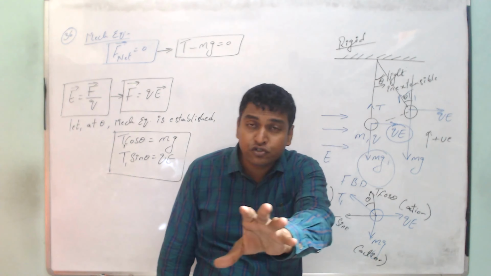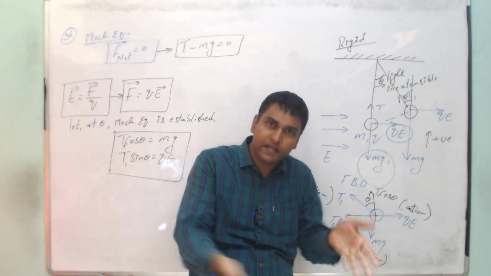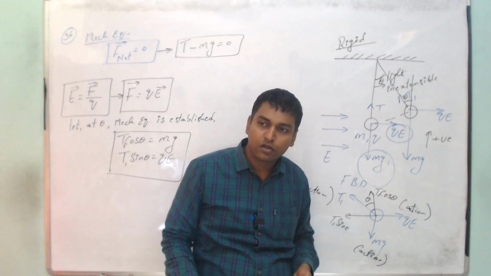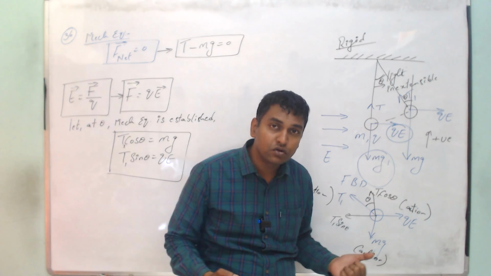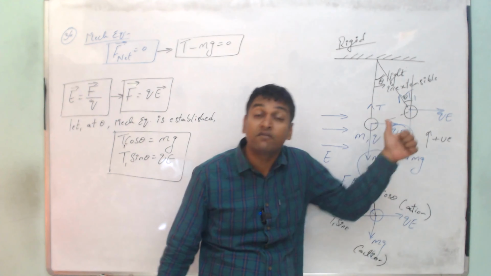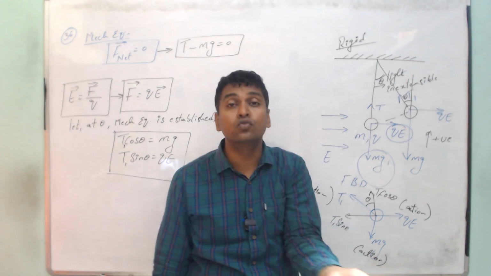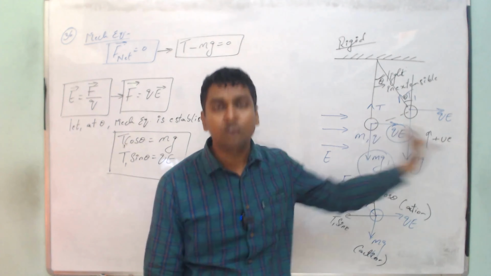Net force should be 0 means I have an action force. Somebody has to cancel it, no? Otherwise it will not be 0. So downward, I have an action force. To cancel that, I need someone in the upward direction. Now who is that someone? It is our tension force component.